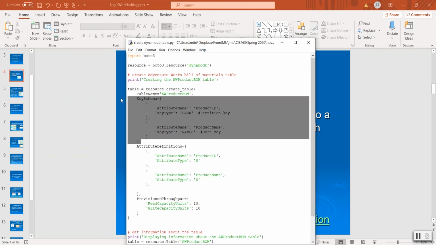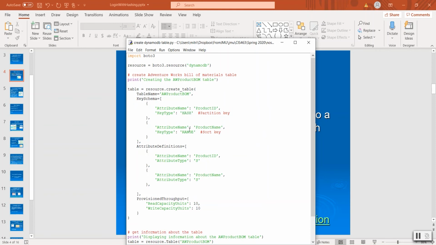So the key schema is a list, as you can see, and it has two dictionaries, one for each of the attributes that make up the key. You'll notice that you've got the word hash and you have the word range. And then in a comment, they talk about the partition key and the sort key. So you'll see that mix of terminology if you were to look at the documentation.